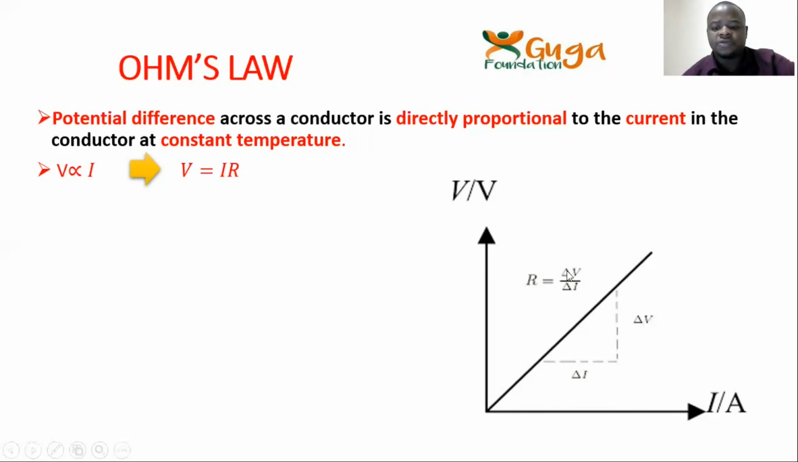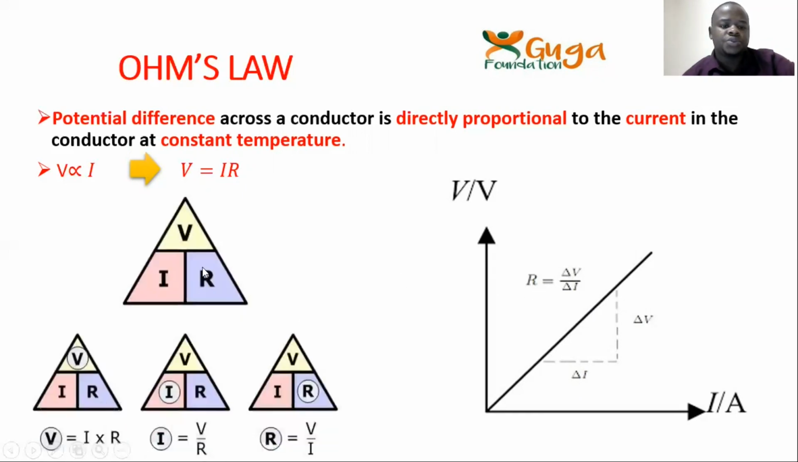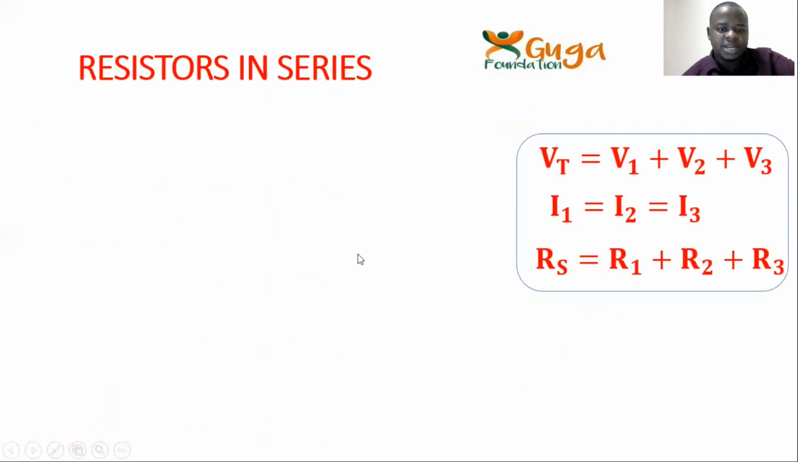And now R is equal to V over I. So now we've got this rule. So V is equal to I multiplied by R, and then I will be V over R. And then now Ohm's law will be R is equal to V over I from the diagram.